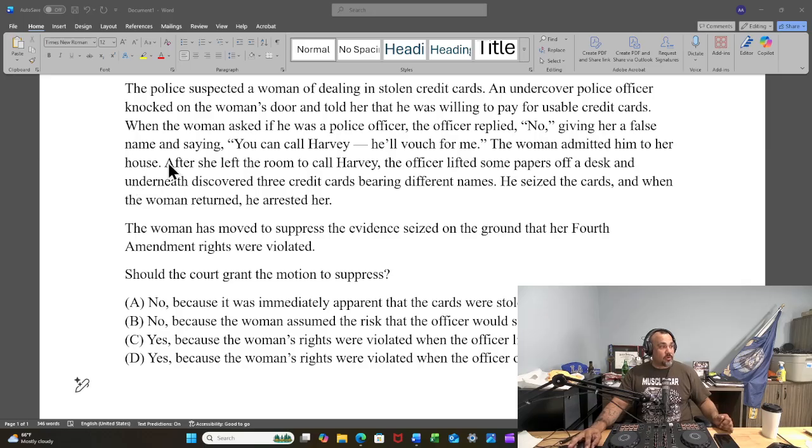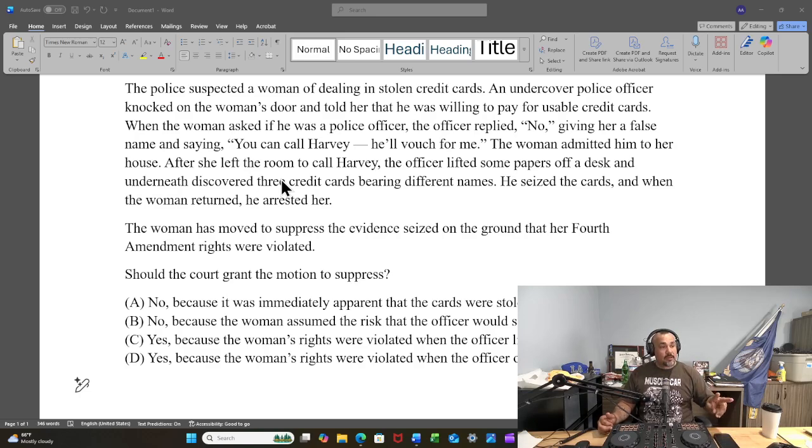into the house. See this word right here? Admitted him into her house after she left the room. So he's in the house and he's left in a room. She left him in a room. So she left him there. She gave him permission to be in that room. So he is in a place where he's lawfully allowed to be. So far, prong one, no problem.